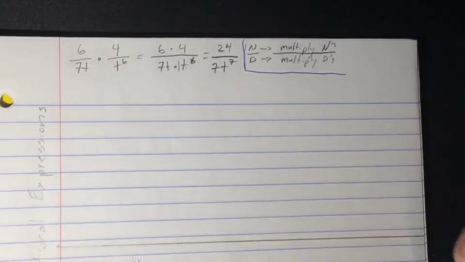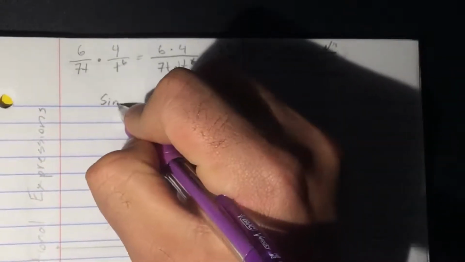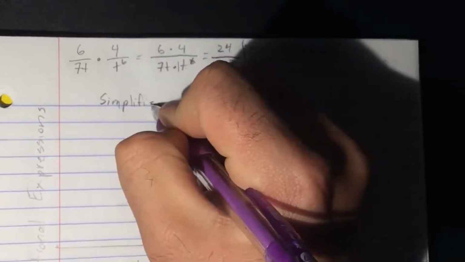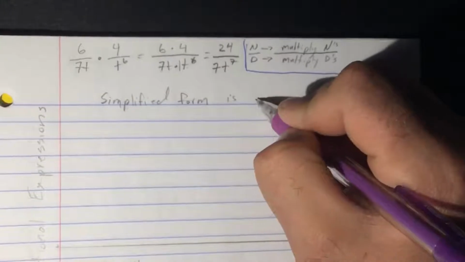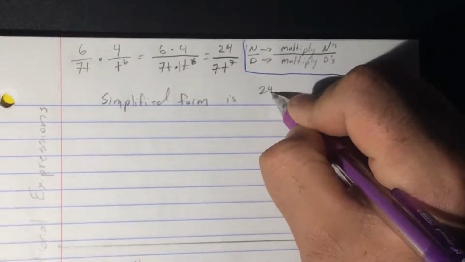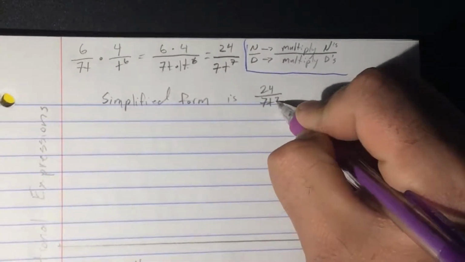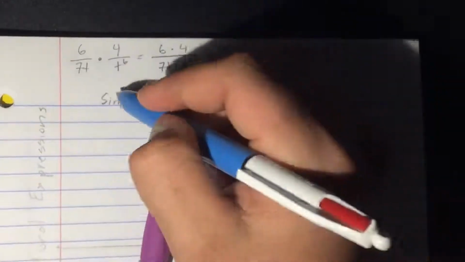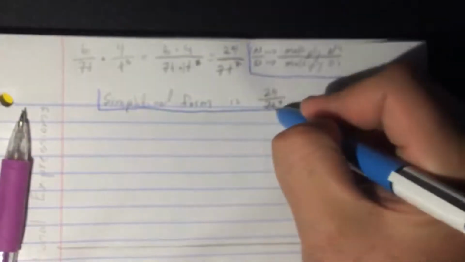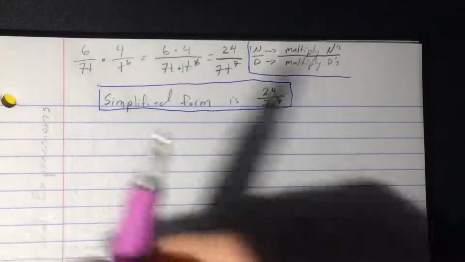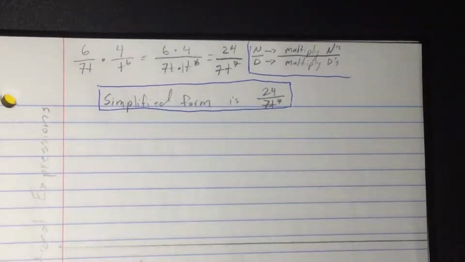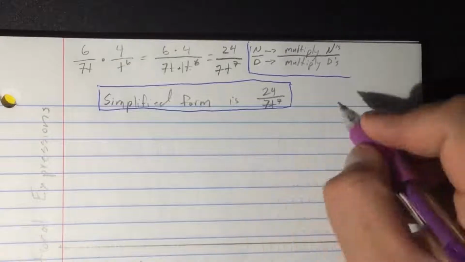The numerator does not have a t. So our simplified form is 24 over 7t to the 7th. Go ahead and circle that up. That's important. But with all the stuff we're learning now, we can't just stop there. Now we have to check our domain. So we're going to look for our domain.